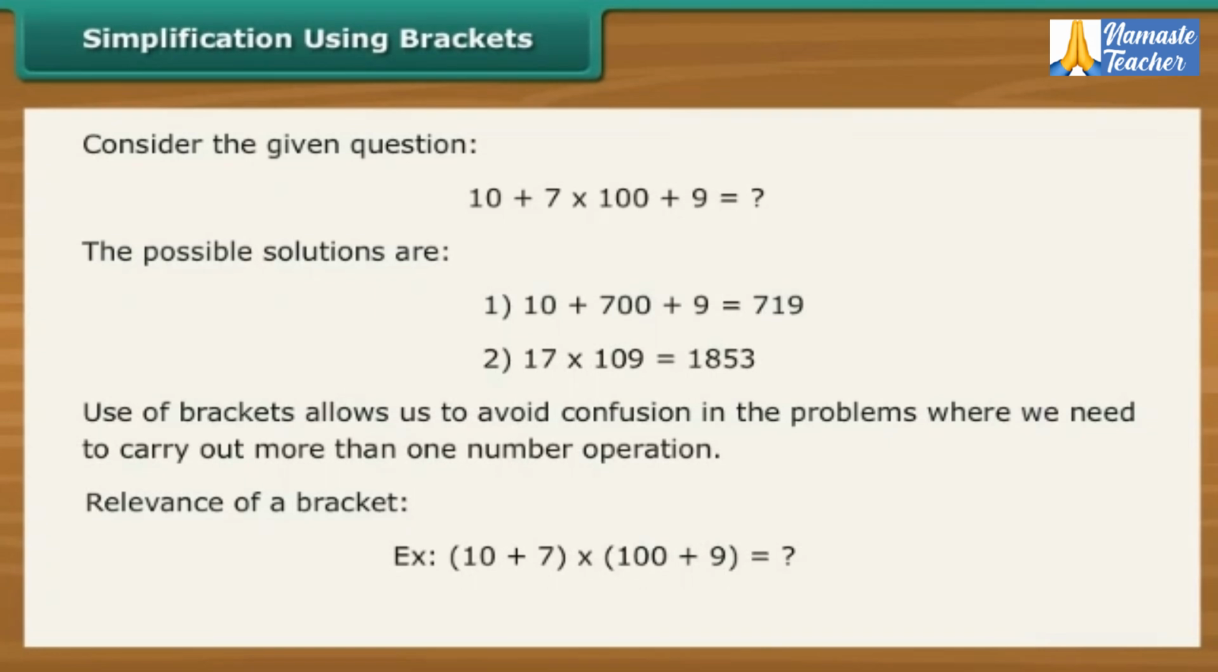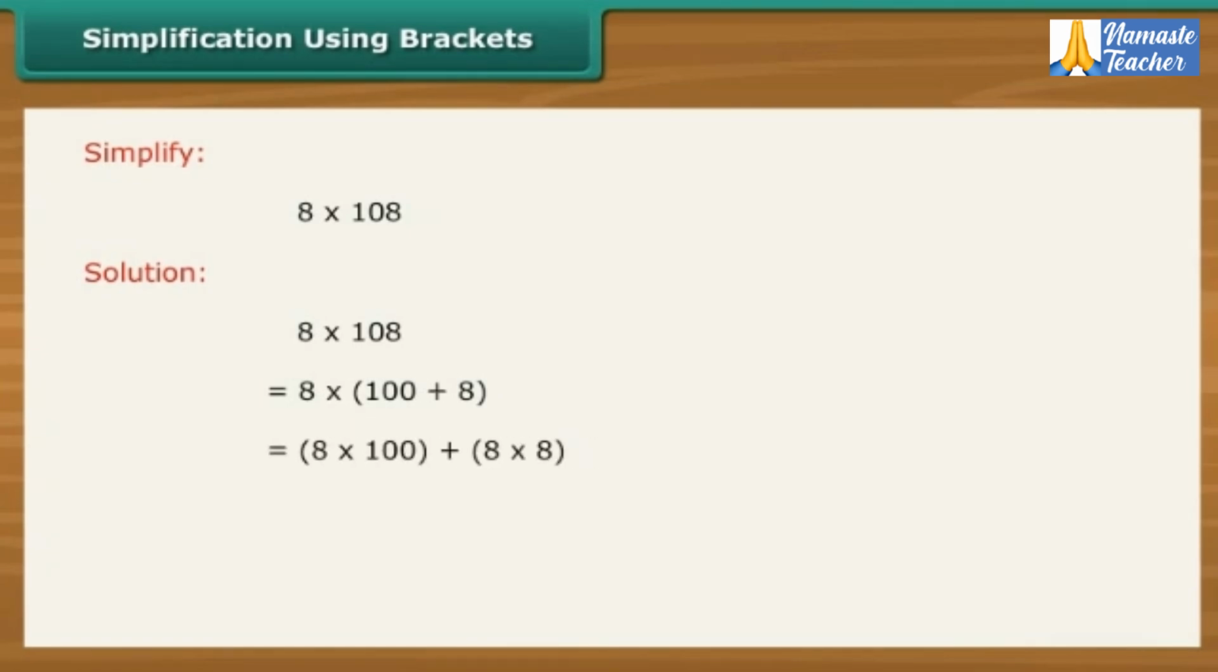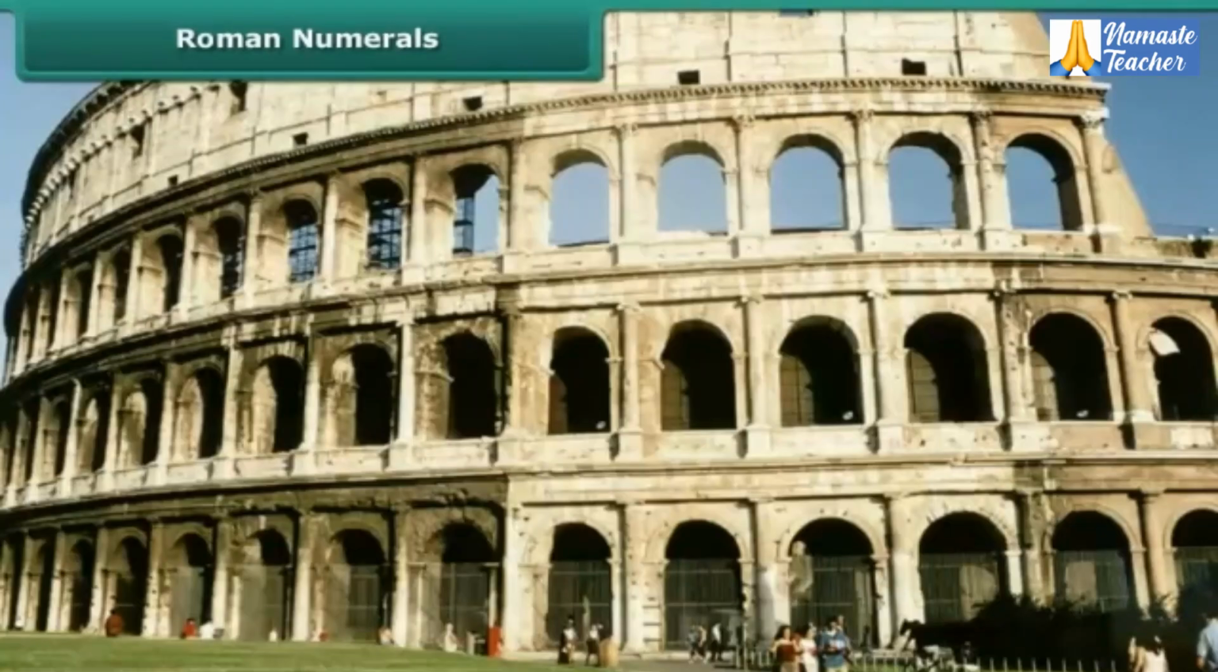Yes, the answer would be as 17 into 109 is equal to 1853. Let us simplify. This can be solved as 8 into 100 plus 8 is equal to 8 into 100 plus 8 into 8, which equals 800 plus 64, which is equal to 864.